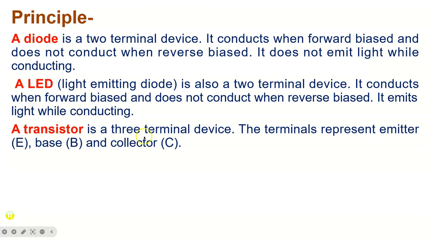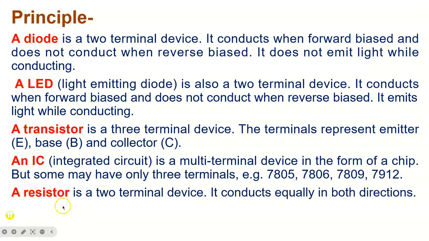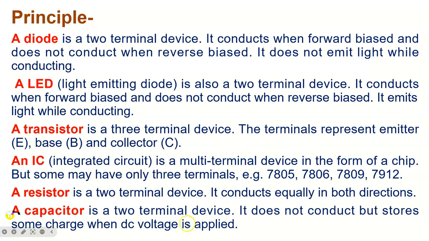A transistor is a three-terminal device. The terminals represent emitter, base and collector. An IC, integrated circuit, is a multi-terminal device in the form of a chip, but some may have only three terminals. For example, 7805, 7806, 7809, 7912. A resistor is a two-terminal device. It conducts equally in both directions. A capacitor is a two-terminal device. It does not conduct but stores some charge when DC voltage is applied.